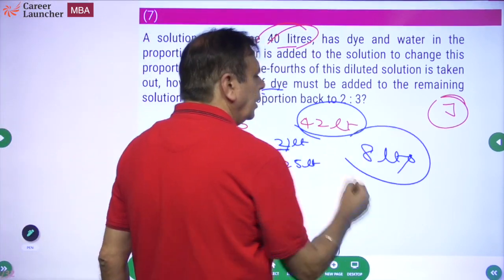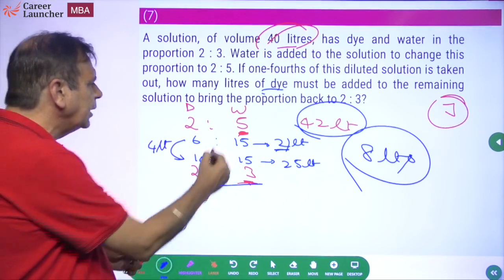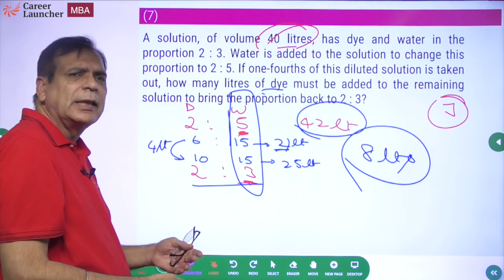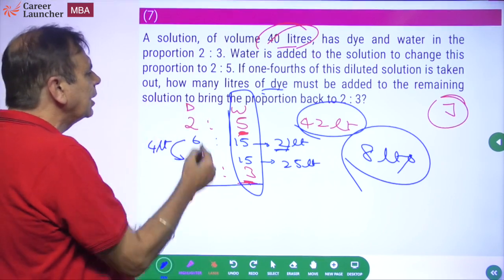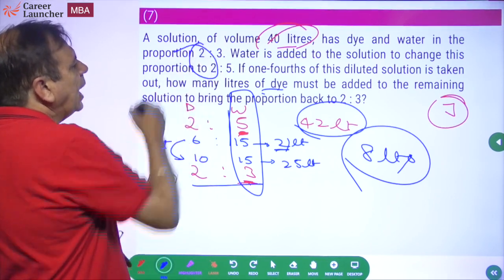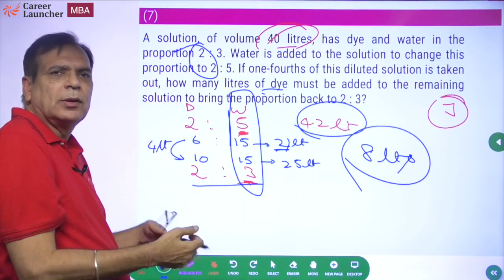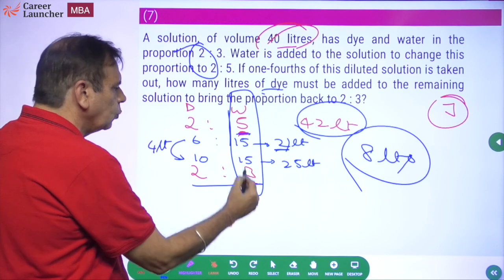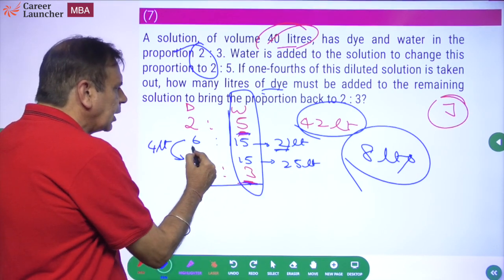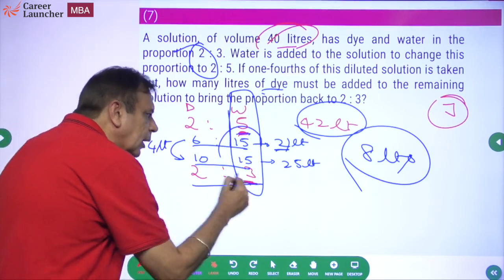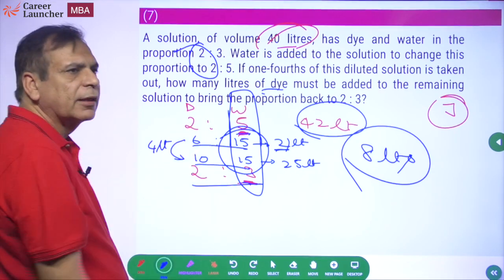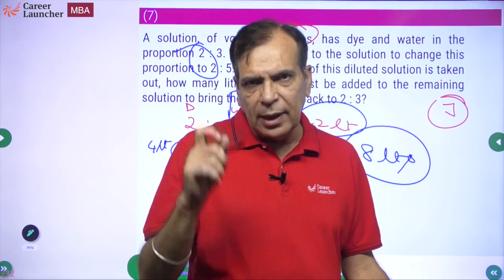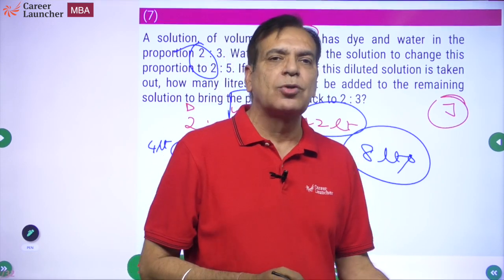8 liters. So the critical thing to understand is we are equating this because water has to remain constant, to make water equal everywhere. In the initial case, dye had to be constant. It was the same in both the cases, so it did not require us too much effort. In the second case, this was 2:5, this is 2:3. We made this 6:15 and 10:15 so that this becomes equal, and then the difference gives us the answer directly. This is a method which you need to understand, remember, and most importantly, practice.